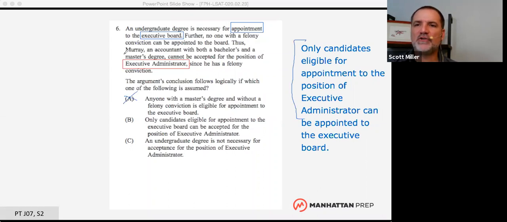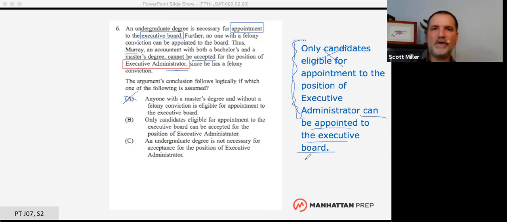So remember, our conclusion is saying that Murray cannot be accepted for the position of executive administrator. So we don't know if that's true or not. Apparently it seems like the information we're given says that Murray is not eligible for appointment to the executive administrator. So this doesn't really go in the direction we want. This doesn't tell us that something in the premise is connected to something in the conclusion. This is a reversal of what we want, which is a really common trap answer that you're going to see in sufficient assumption questions.